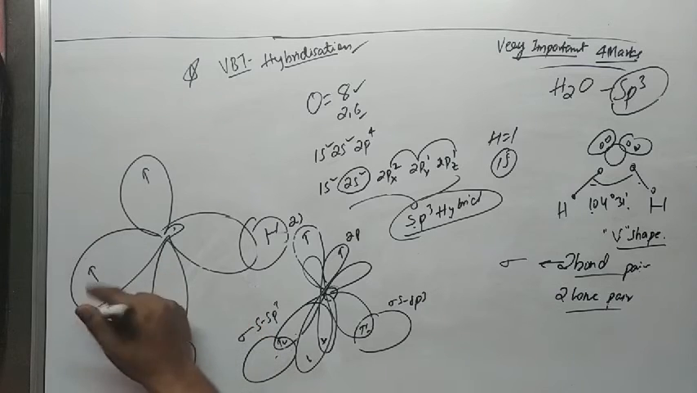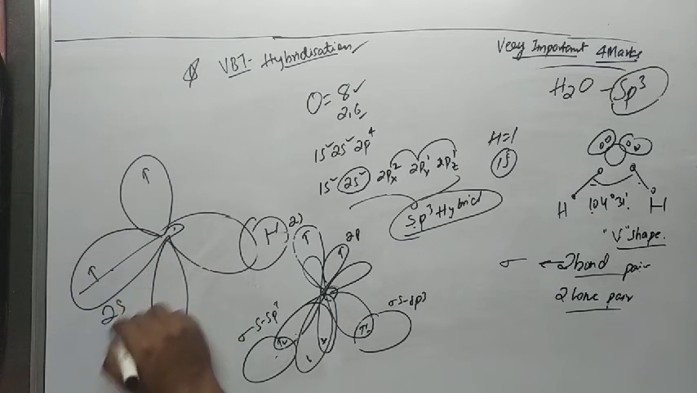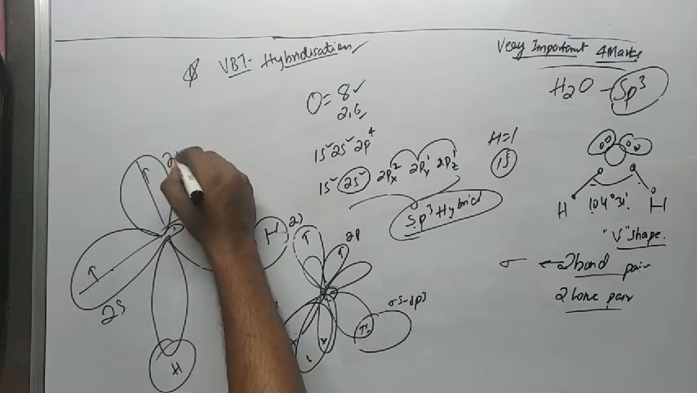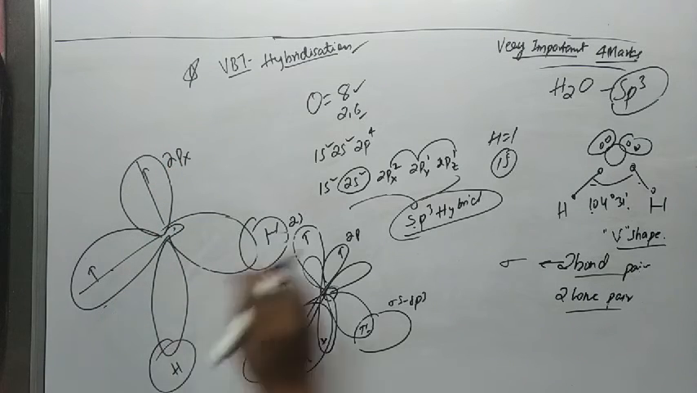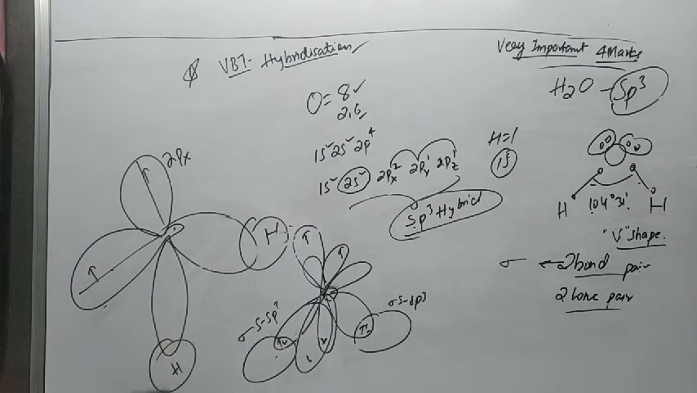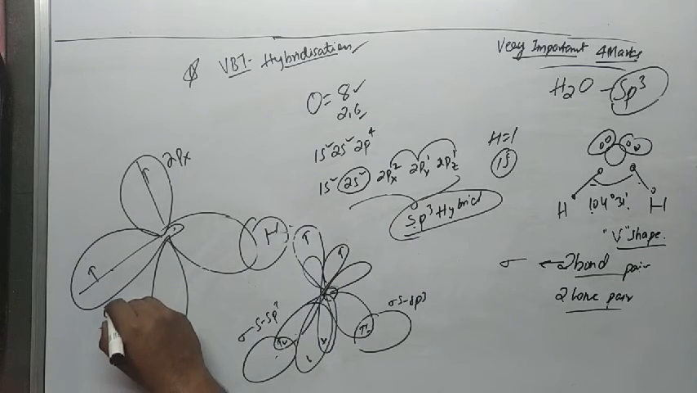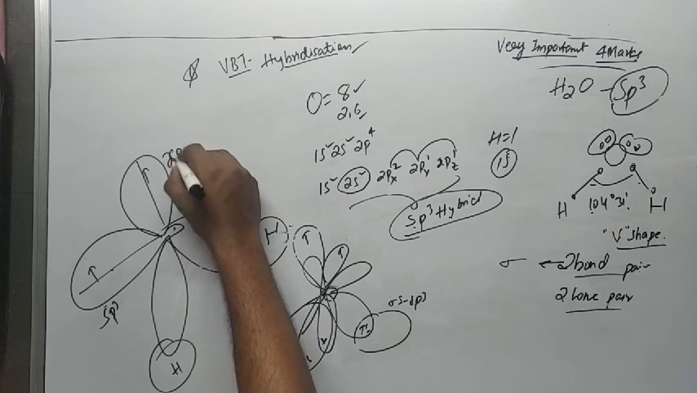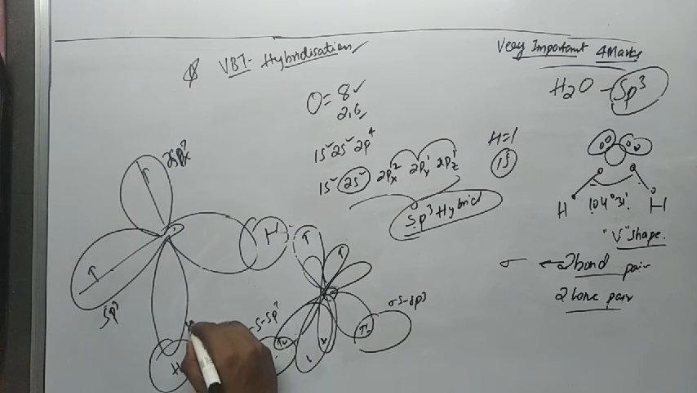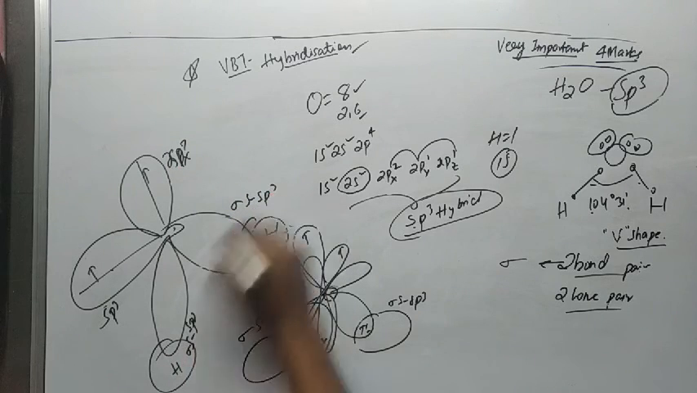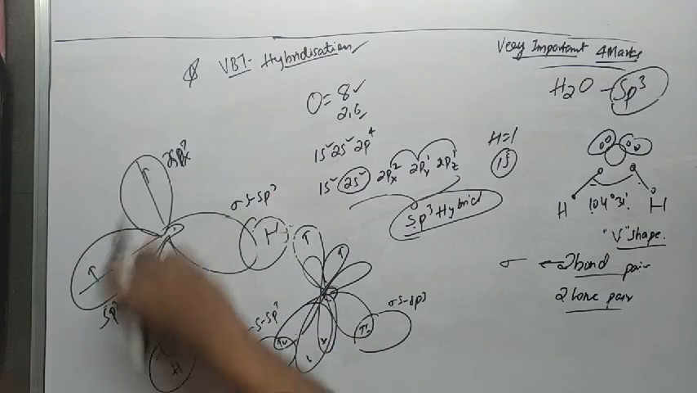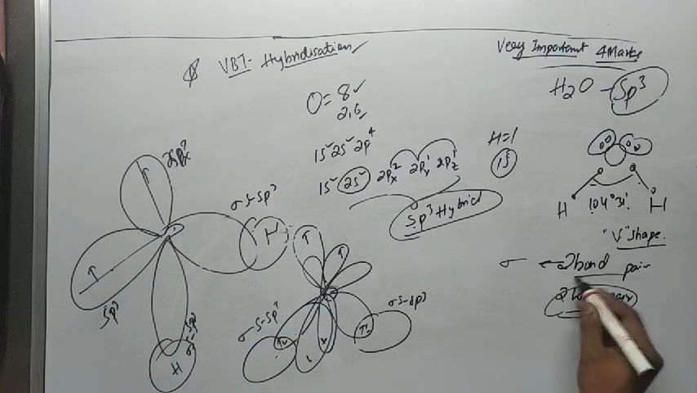Here you can say this is the 2s orbital, this is the 2px orbital, but we should not write the names of these, because now these 4 orbitals are the same. So this is sp3, this is also sp3, this is sp3, and a bond is formed between sp3 and s. Here also a bond is formed between sp3 and s. So here we have 2 lone pairs and 2 bond pairs.